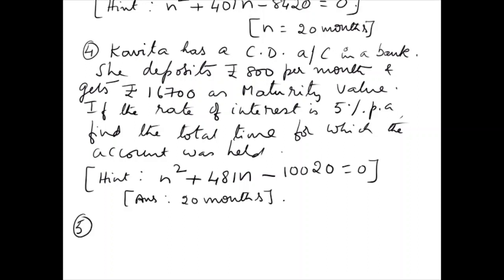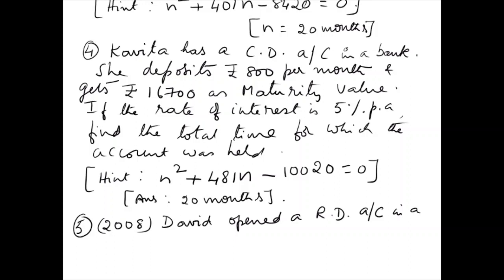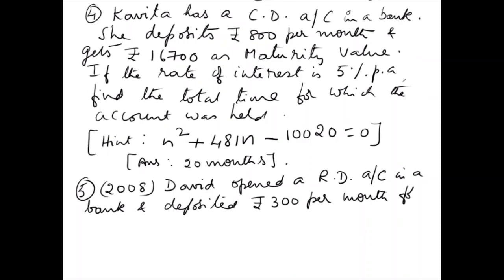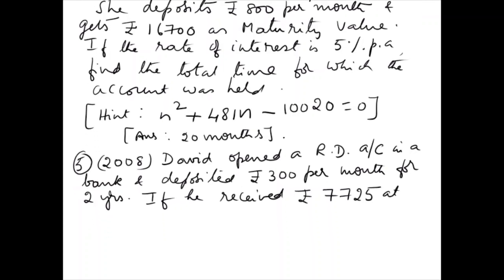This is a board question. This came in the year 2008. David opened an RD account in a bank and deposited rupees 300 per month for 2 years. If he received rupees 7725 at the time of maturity, find the rate of interest.